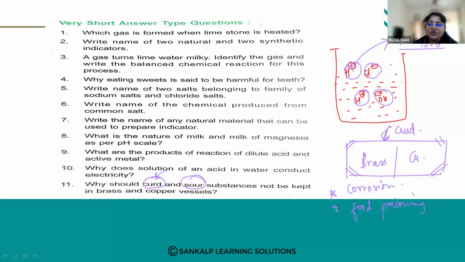Because of this reason, you should not keep curd and any sour substances in brass and copper vessels, because it will spoil the vessels. So why should curd and sour substances not be kept in brass and copper vessels? Because in curd acid is produced, and that acid will react with the copper and brass vessels, and corrosion and food poisoning can occur. Okay, fine.